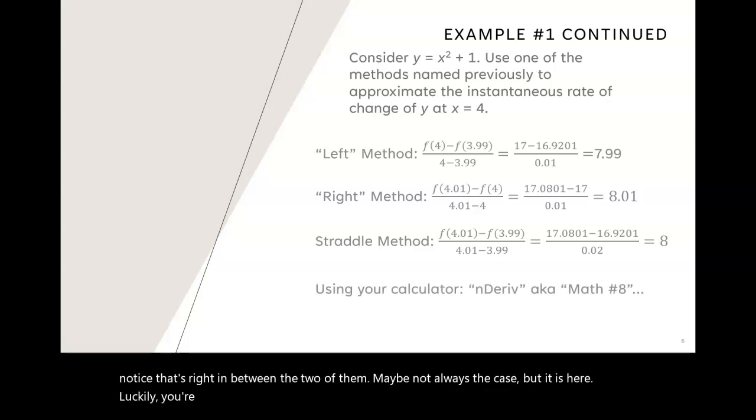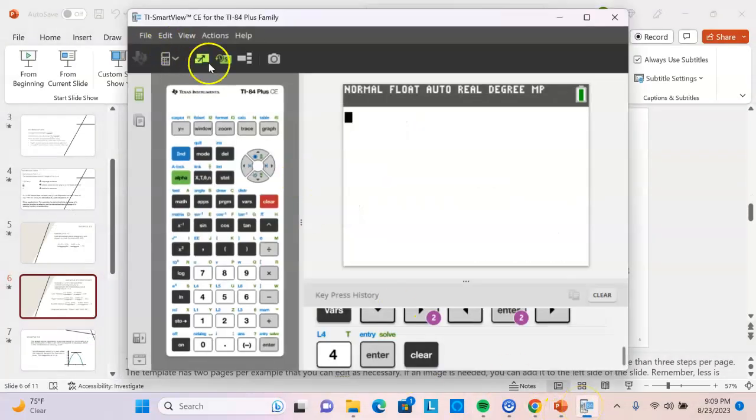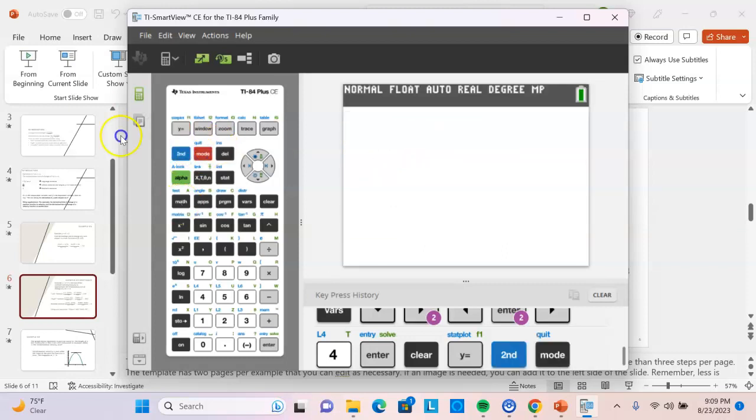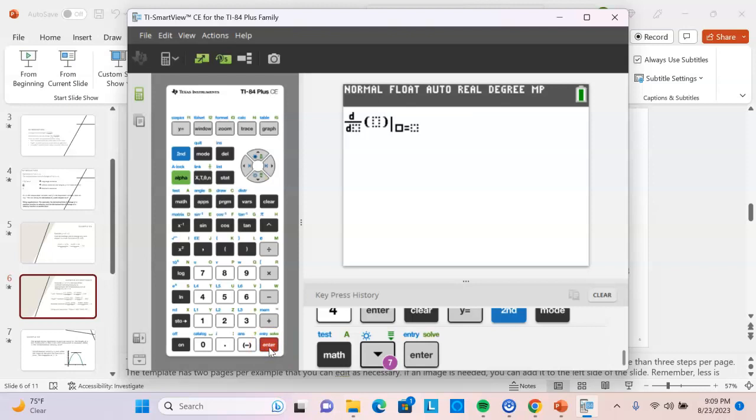Luckily, your calculator also has a way to do this, so let me show you that really quickly. If you have a TI-84, you're going to be helped out here. Otherwise, I'll have to show you in class how to do this. So one of the ways you can go about doing this is plug your function y equals x squared plus 1 into your calculator. And if you go to math, number 8, you'll see this thing called nderiv. All right, I'll be calling it math 8 from now on. Your input will look a little something like this. You want the derivative with respect to x, so you type a little x in there.